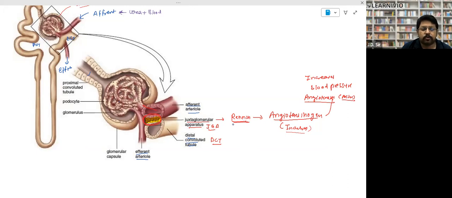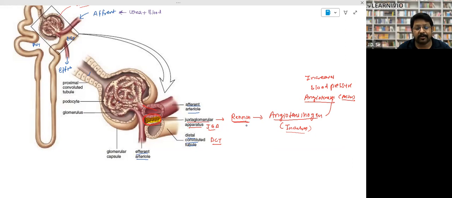Renin is also secreted from where? In digestive system we have studied renin. Can anybody tell me? From stomach. Very good. What is the function of renin? To digest milk. Very good. Milk protein, casein. Good, good. It is secreted in young ones, and when we become adult, the secretion of renin stops over there. Very good. Excellent. Now, the renin is secreted from JGA.